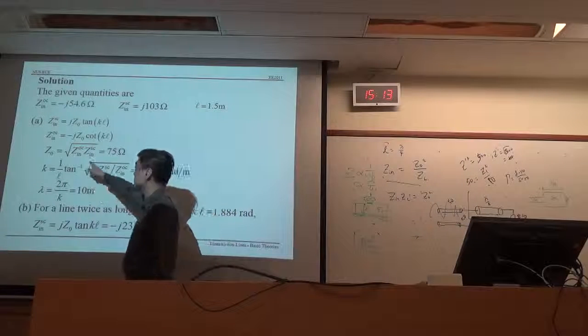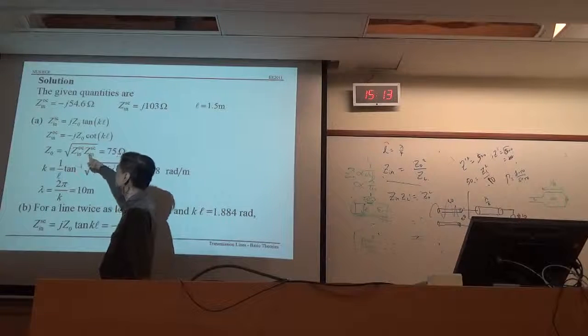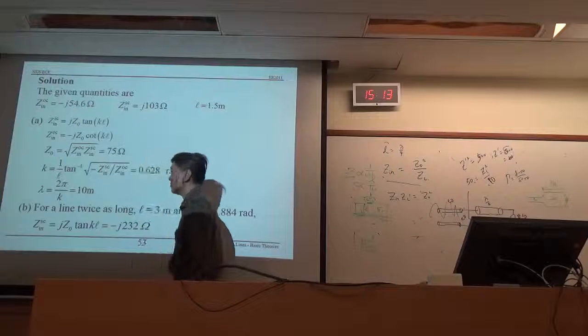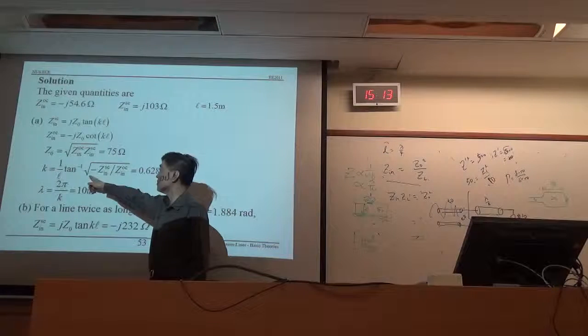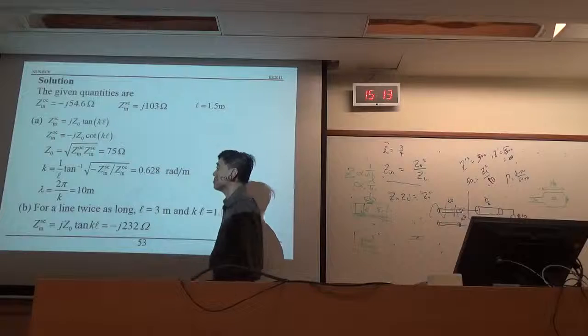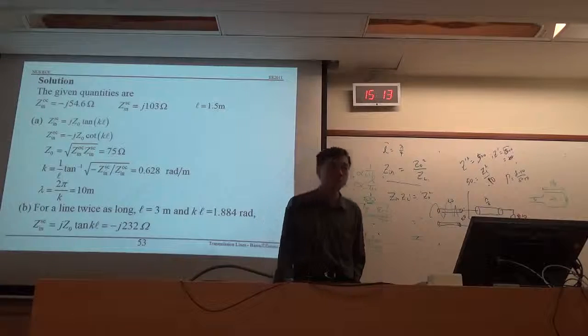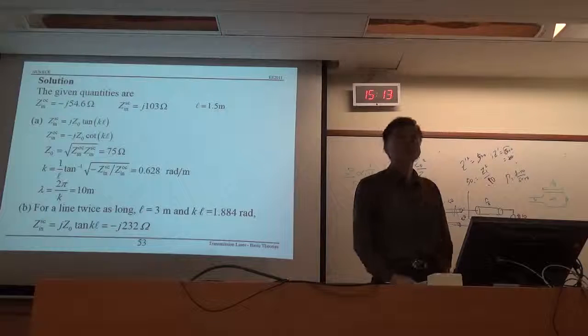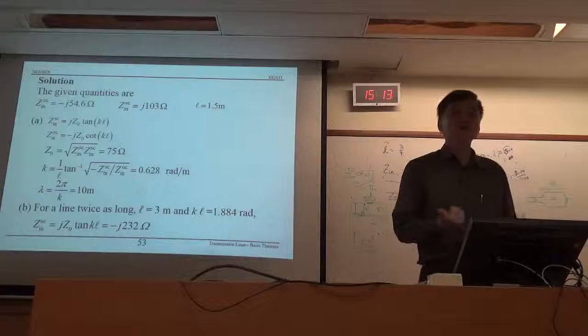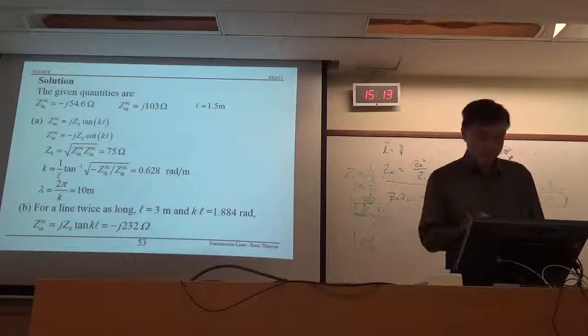So Z0 is equal to square root of Z in OC times Z in SC, which is equal to 75 ohm, and K is equal to 1 over L times arctan, which is equal to 0.3628 radians per meter, or lambda is equal to 10 meter. Alright, so make sure that you know the equations well.